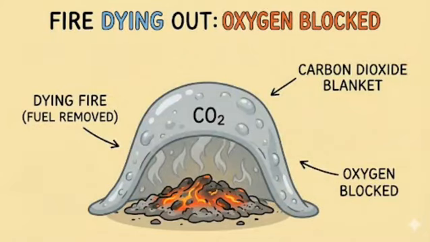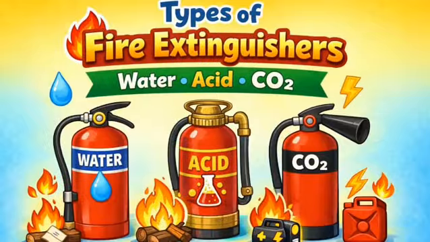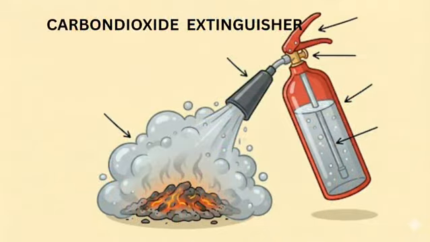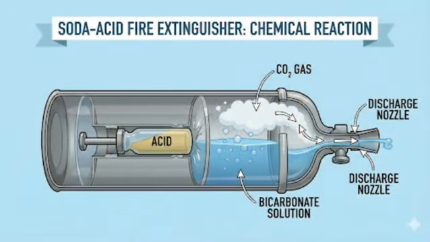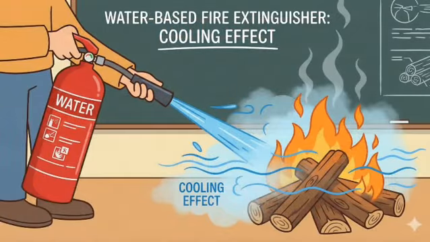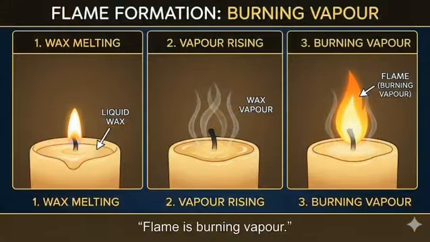Types of fire extinguishers. 1. Carbon dioxide fire extinguisher. It releases carbon dioxide and cuts off oxygen supply. It is used for oil and electrical fires. 2. Soda acid fire extinguisher. It produces carbon dioxide through a chemical reaction. This carbon dioxide forms a blanket over the fire. 3. Water-based fire extinguisher. It removes heat and it is used for wood and paper fires, but not suitable for oil or electrical fires.